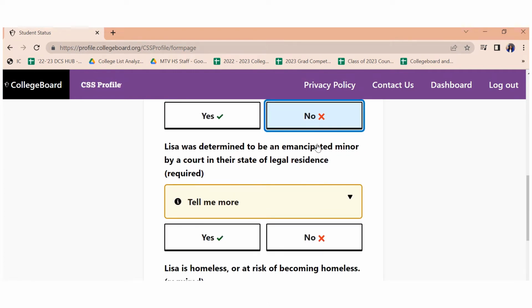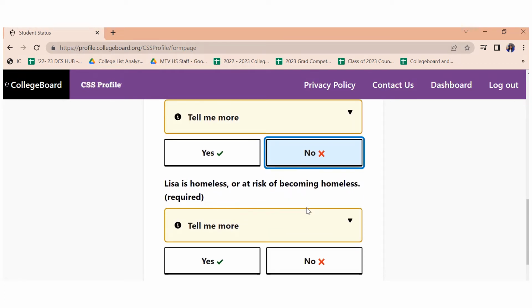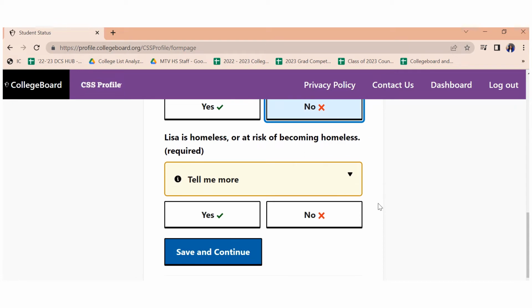Is the student an emancipated minor? If you have questions around this, please ask your college counselor. But again, that would be a legal determination. Is the student homeless or at risk of becoming homeless? Again, if you have questions on that, please check in with your college counselor. And we'll save and continue.